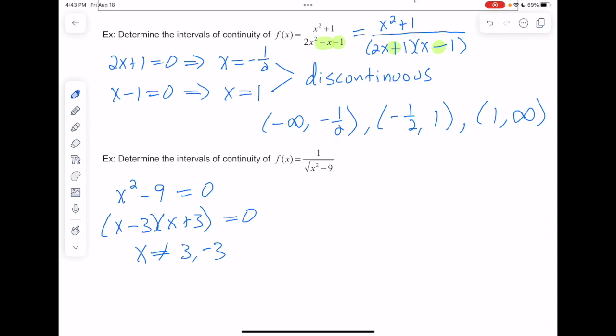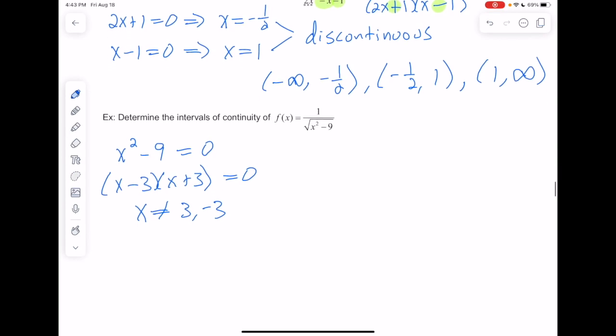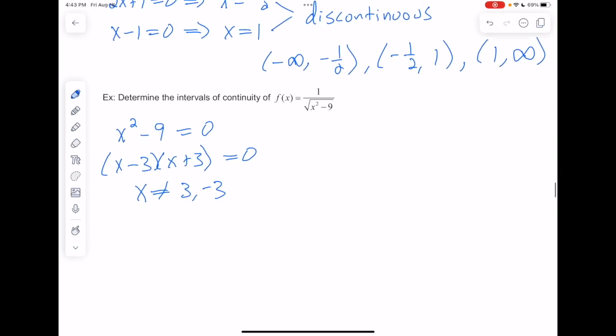Now, the other issue that we have to watch out for is, because we have a square root, we can't have the part that's underneath the square root being less than 0, because then we'd be getting imaginary numbers rather than real ones. So where does that happen? Well, the easiest way to sort that out is to make a sign chart.